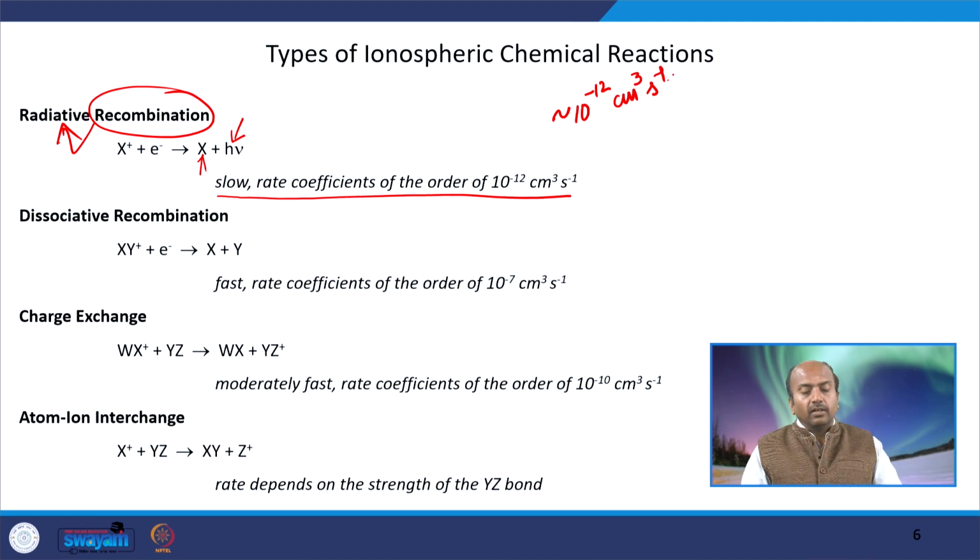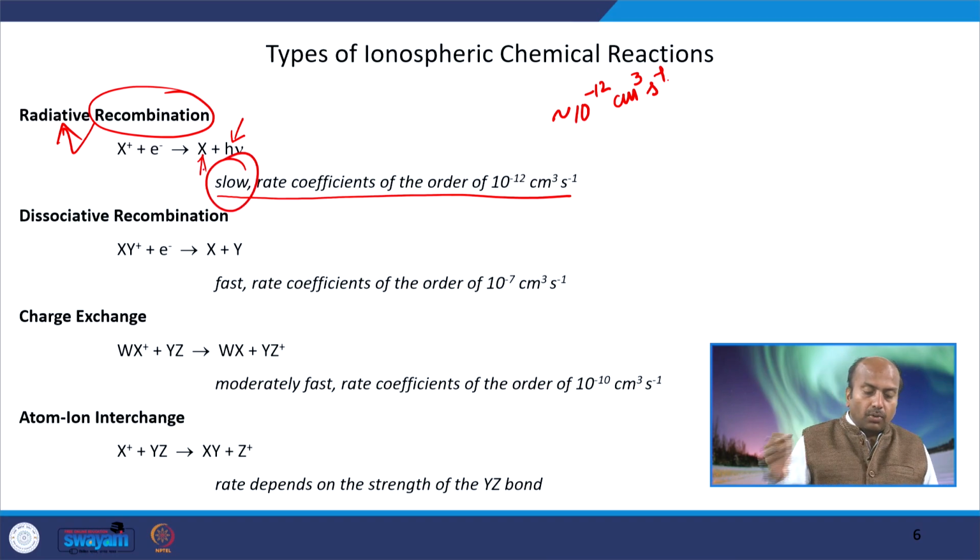Okay, this is the speed. So, this radiative recombination reaction can happen at a speed of 10 to the power of 12 recombinations, let us say, per second in a centimeter cube volume. This is the radiative recombination. So, it is already said it is a slow process.